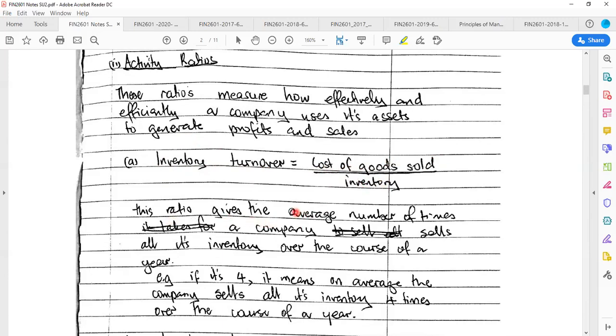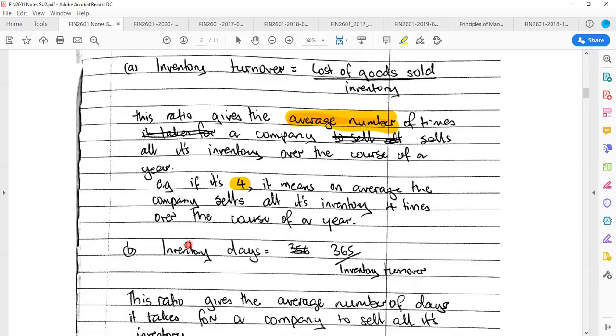And this ratio gives us the average number of times a company sells all its inventory over the course of a year. So for example, if we say the inventory turnover is 4, it means that on average the company sells all its inventory 4 times during the course of the year. So they place 4 orders of inventory. They sell the inventory 4 times on average during the course of a year. That's what we mean by the inventory turnover.